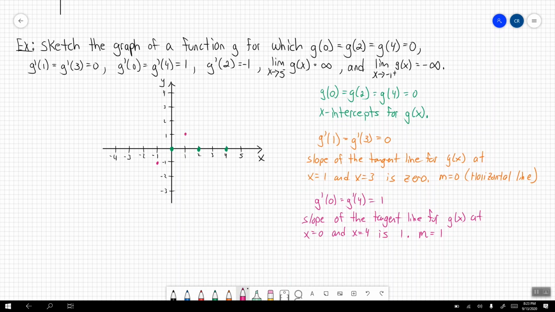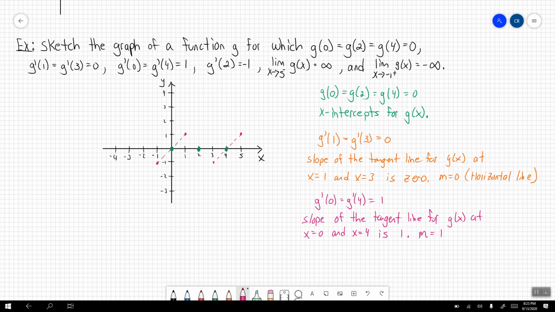Alright, so there we are. Now, at x = 4, we get the same thing. So at x = 4, the slope of the tangent line is going to be 1. So at x = 4, again, we're going to go up 1 over 1, or we can go down 1, back 1. And at x = 0, we get a slope of 1.